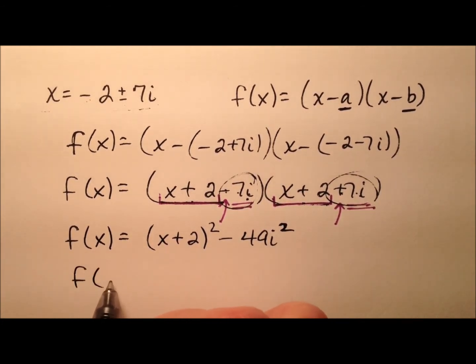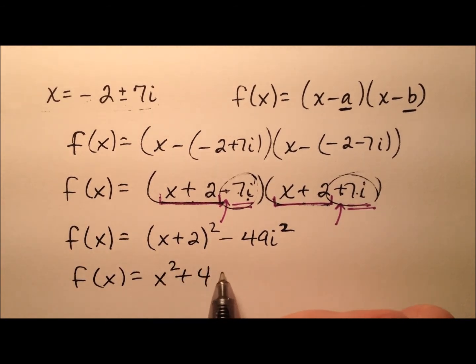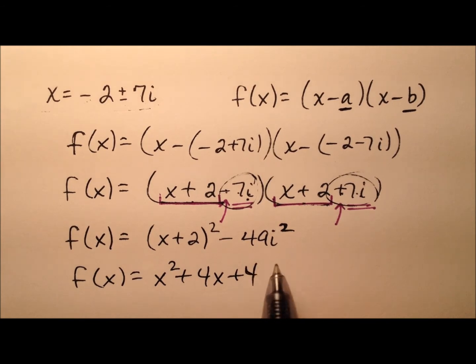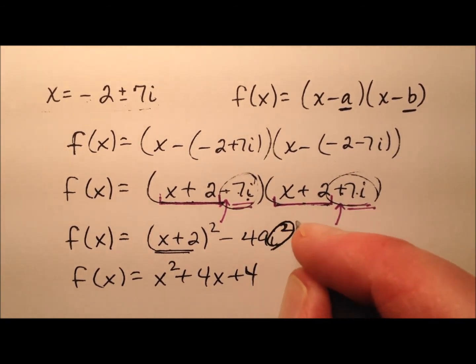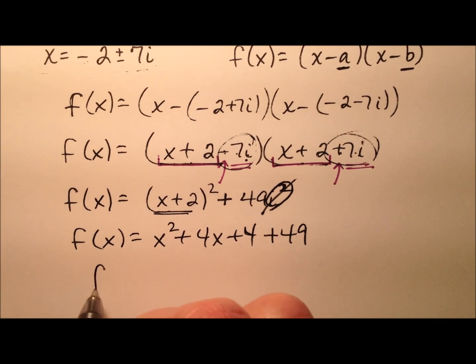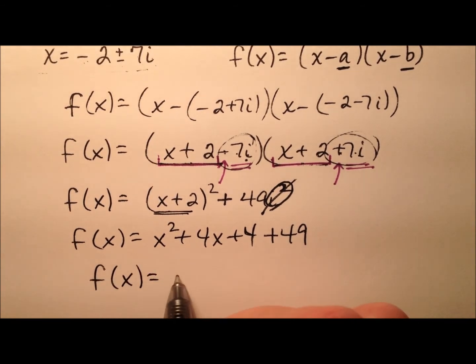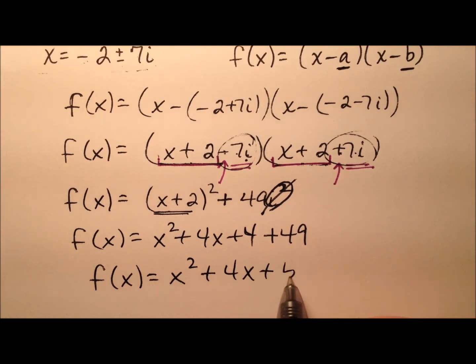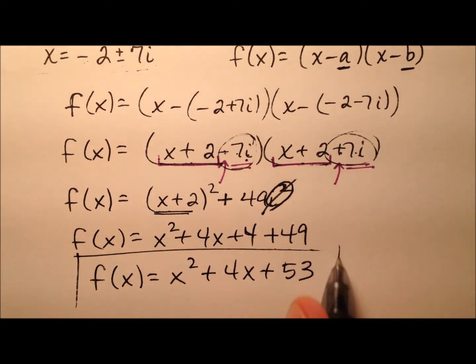Now, simplifying it from here will give you x squared plus 4x plus 4, and that's this binomial squared. And this i squared is negative 1, so it'll change the subtraction to an addition, so 49. So our quadratic function will end up being f of x equals x squared plus 4x plus 53.